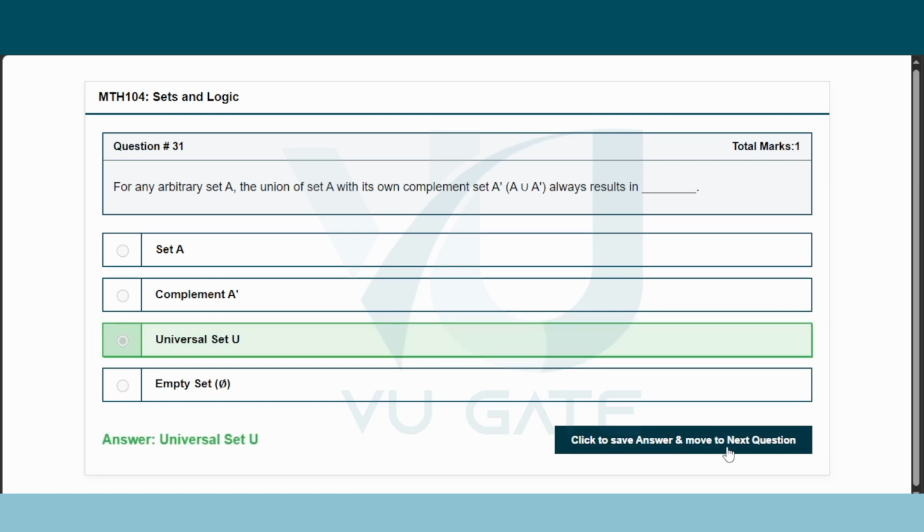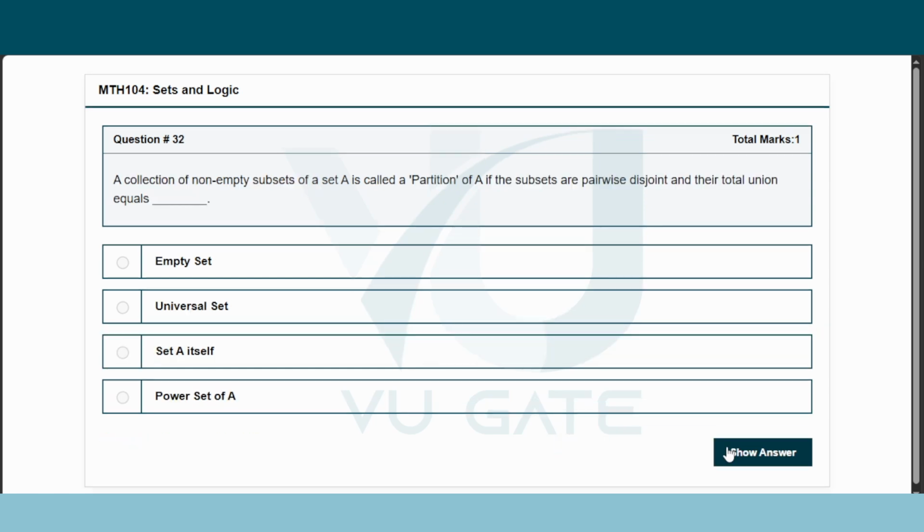Question number 32. A collection of non-empty subsets of a set A is called a partition of A if the subsets are pairwise disjoint and their total union equals blank. The correct answer is set A itself.